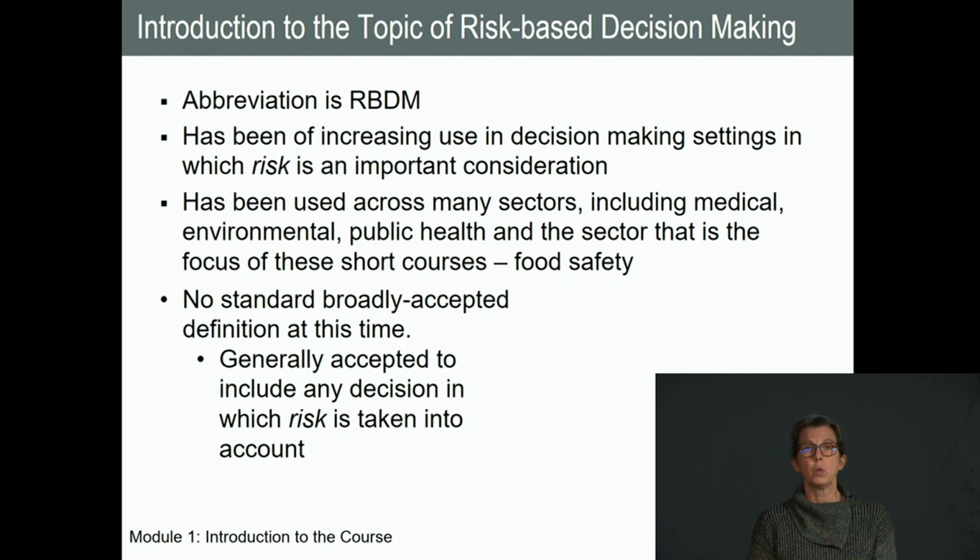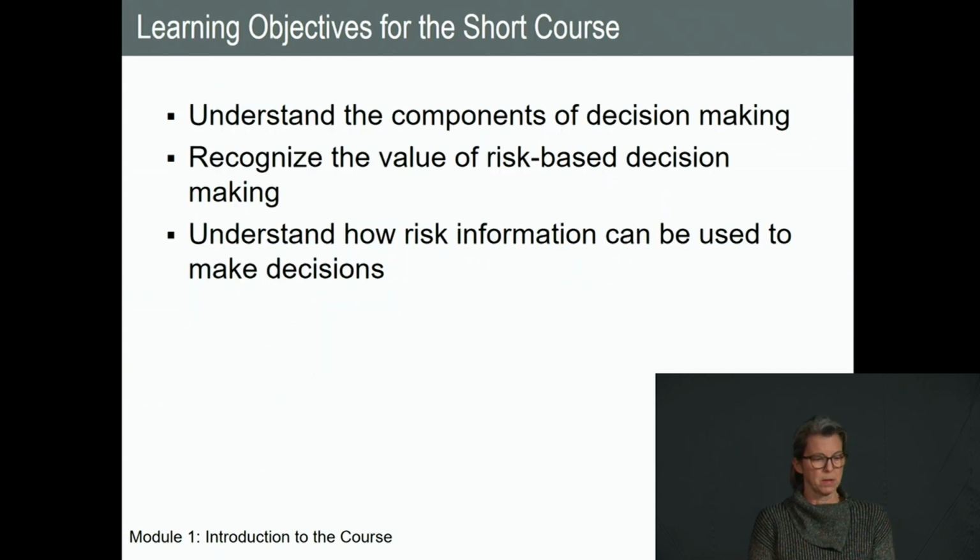So there's really no standard definition. It's really just this idea of using risk or using the likelihood and severity of harm in your decision-making process, as we'll talk through this course in terms of other elements of decision-making. So learning objectives for this short course on risk-based decision-making are to understand the components of decision-making, to recognize the value of risk-based decision-making for areas like food safety, and then to understand how risk information can be used to make decisions.